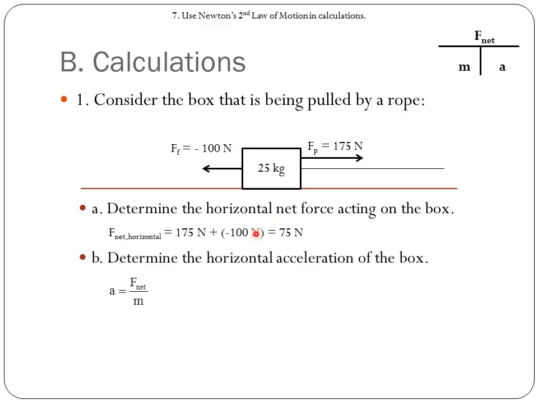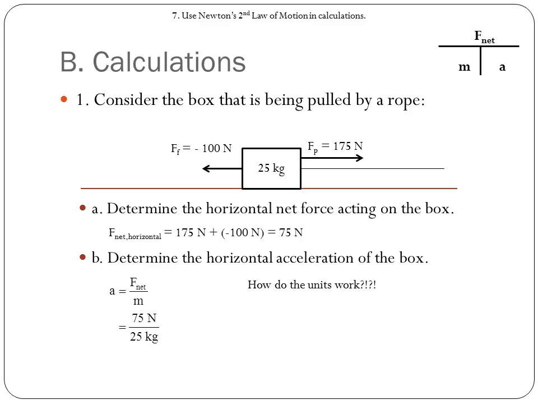Notice we just calculated the net force acting on the box, and we're given the mass of the box is 25 kilograms. So my acceleration would be calculated by 75 newtons divided by 25 kilograms. Now before we worry about getting an answer here, I want to ask you a question. How do these units work? Newtons divided by kilograms. How am I going to get a unit of acceleration out of that?